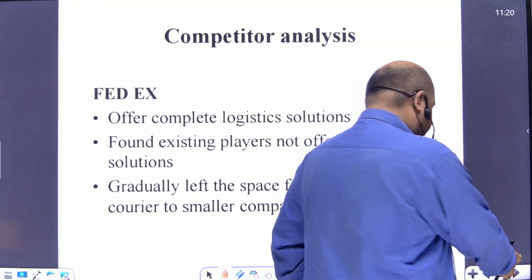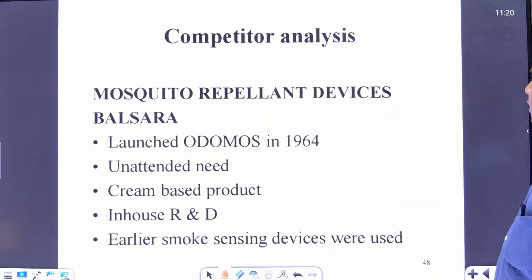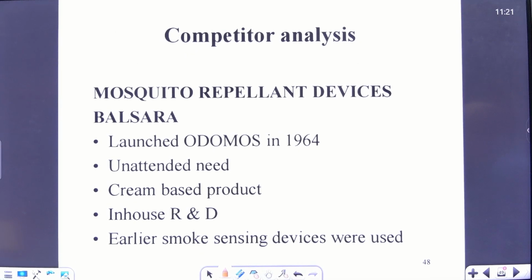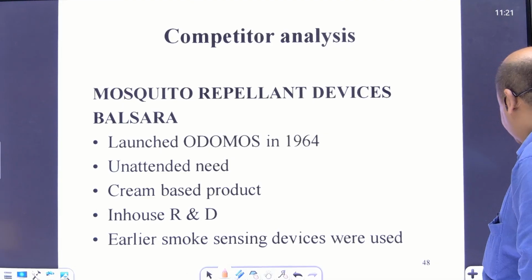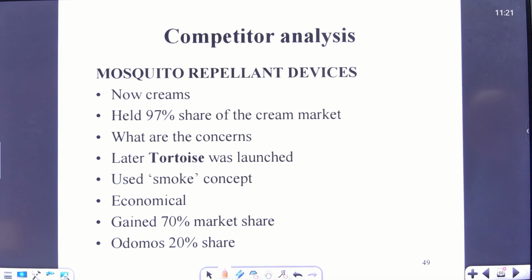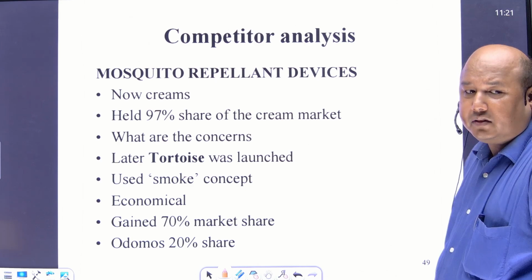Now, mosquito repellent devices. Balsara launched Odomos in 1964, a cream-based product, with in-house research and development. Earlier, smoke-based devices were used. So, with the mosquito repellent cream, the new cream held 90% of the cream market. What were the concerns? Later, Tortoise was launched, using the smoke concept, and economically gained 70% of the market. Odomos has a 20% market share.